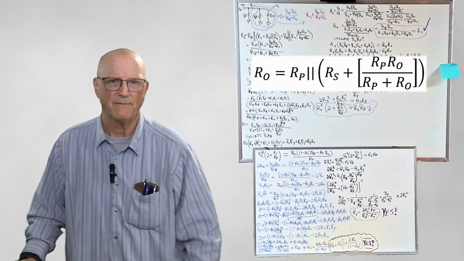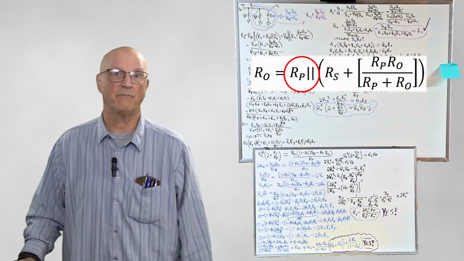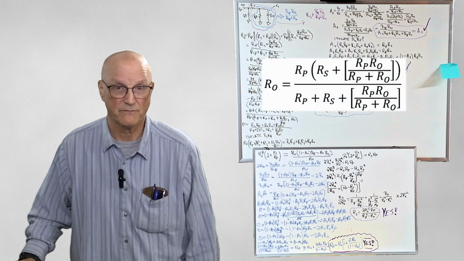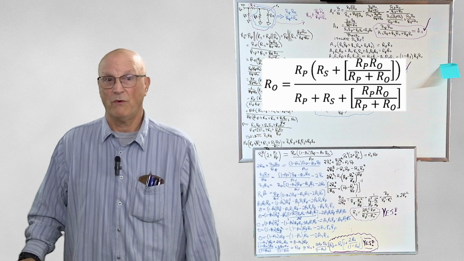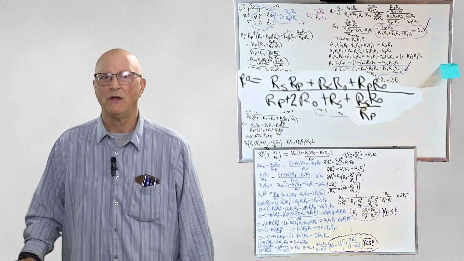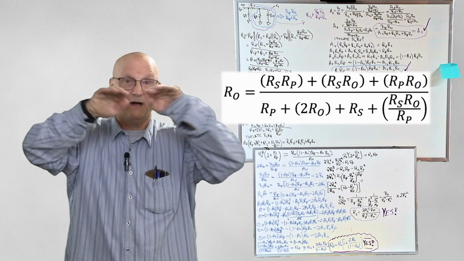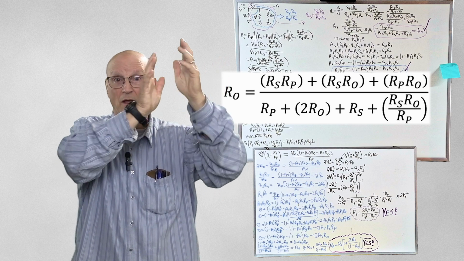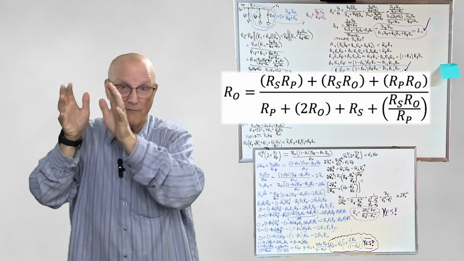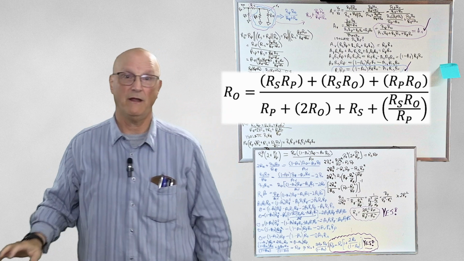But we're not done yet. We still have this parallel combination with the input parallel resistor RP to deal with. And that gives us this lovely equation. So when we multiply this all out and we simplify it as much as possible, we get this final massive equation where RO is equal to, on the top, we have RS RP plus RS RO plus RP RO. And then on the bottom, we have RP plus 2RO plus RS plus RS RO over RP.